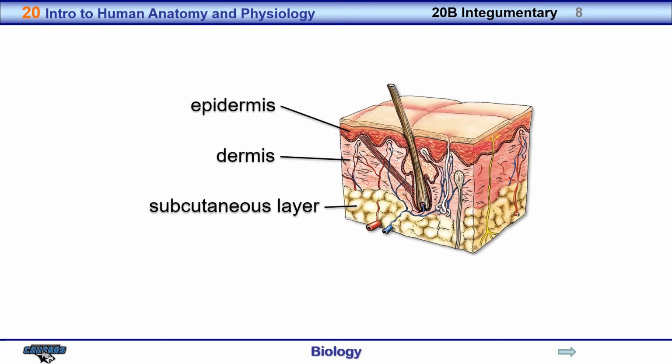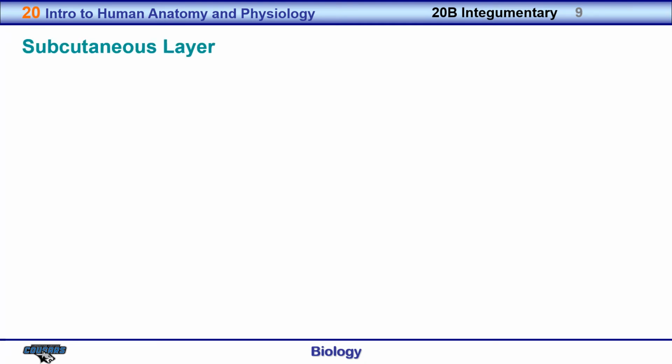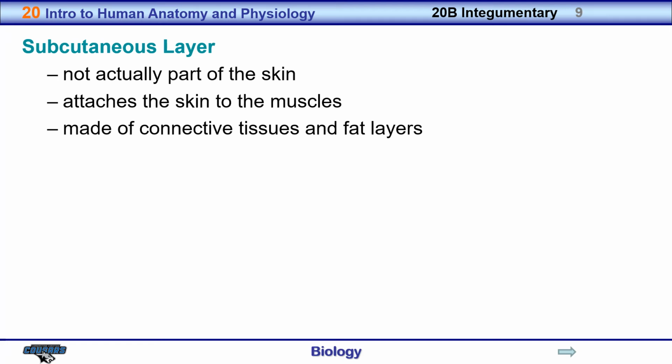So underneath that is that subcutaneous layer. The subcutaneous layer is not actually part of the skin. It's actually a portion of the integumentary system that attaches the dermis, that's the thickest layer that we just talked about, to the underlying muscle, and it's composed of connective tissue that attaches the two together.